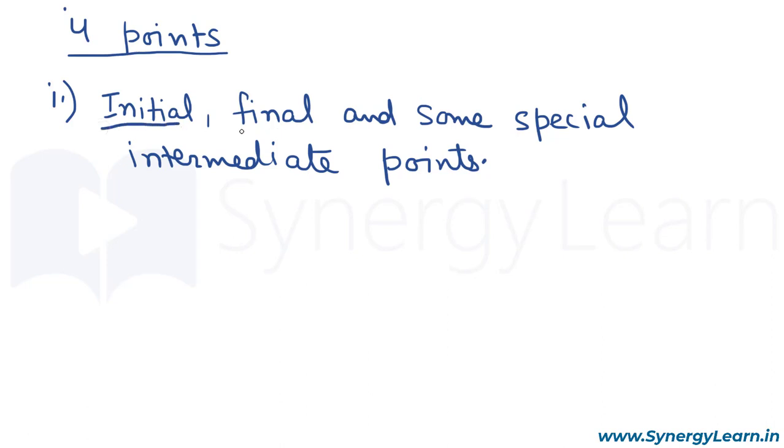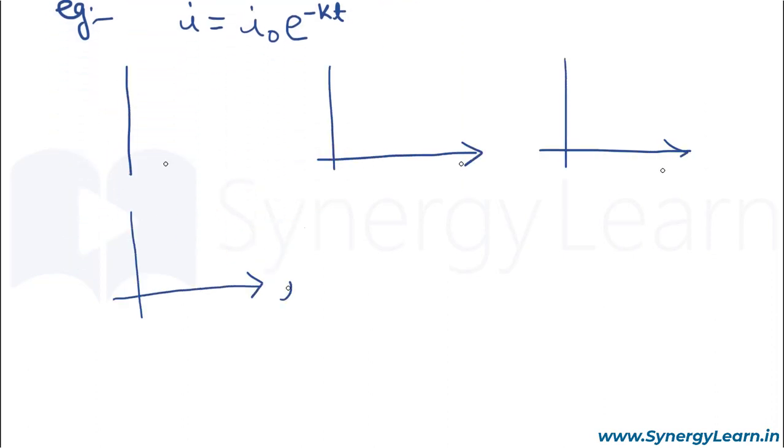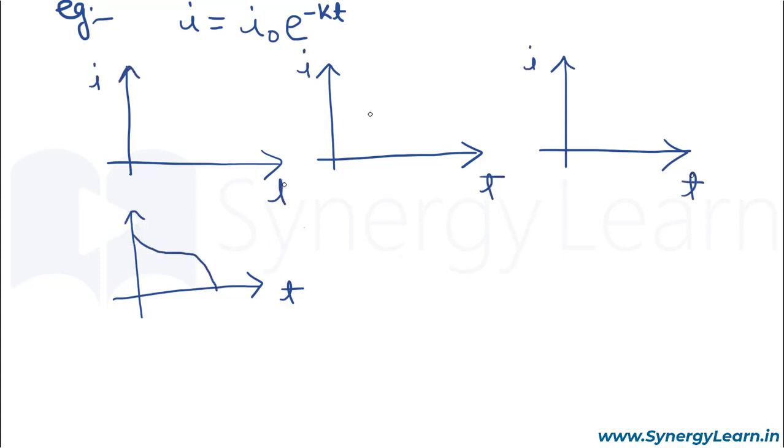Say if the initial point does not match with the question, or the final point, or some special intermediate points which we will discuss in examples, then we will strike off those options. Say for example, the current in a wire is given by I is equal to I naught e power minus kt. Now 4 options for this current and time are given.